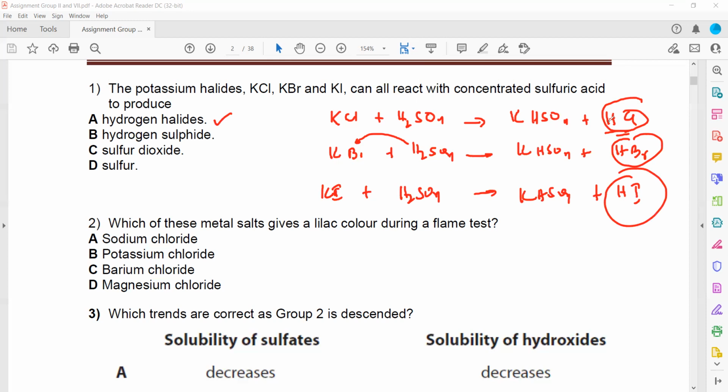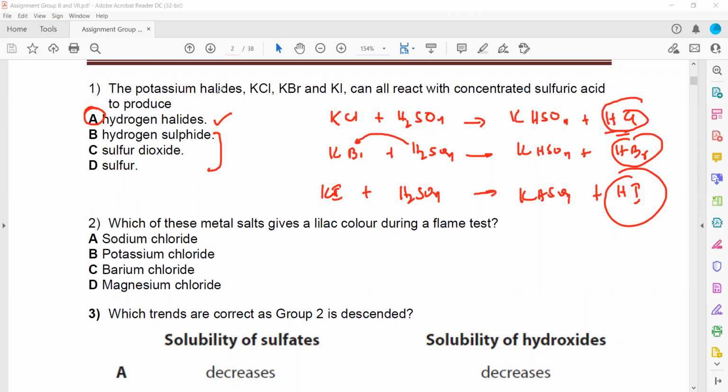Then this hydrogen halide further reacts with more sulfuric acid and undergoes a redox reaction. Hydrogen iodide will reduce sulfur to a lower oxidation number compared to hydrogen bromide or hydrogen chloride. So in this case, A is the right answer. These other products will be there, but they are not in the first reaction. For example, hydrogen bromide further reacting with sulfuric acid can give sulfur or sulfur dioxide. In the same way, iodide reacting with sulfuric acid gives hydrogen sulfide, sulfur dioxide, and sulfur.